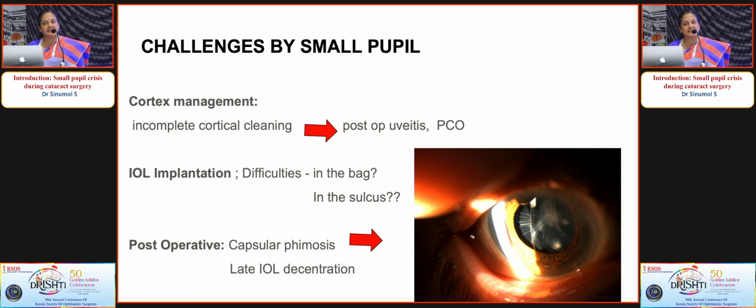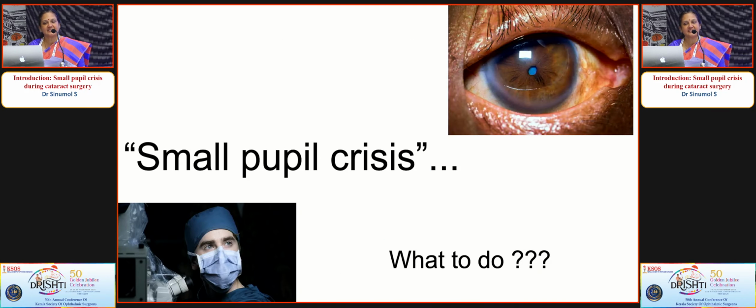And regarding the IOL implantation, we don't know where we have implanted the IOL, whether it is in the bag or in the sulcus or half in the bag and half out. So there is also a problem. And postoperatively also, there is a high chance of capsular phimosis and late IOL degeneration. So this small pupil definitely needs careful surgical planning.